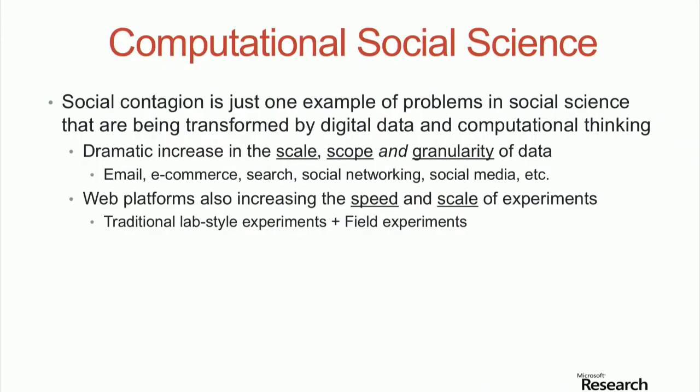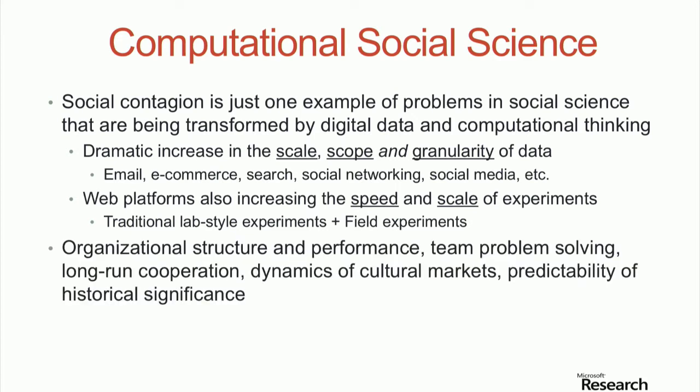And in the course of being digitized, a lot of ordinary social and economic interactions that used to happen in an analog environment are now generating digital data. So every time we communicate with each other, every time we buy something, every time we label something online, we're generating a signal that could potentially help social scientists with the kinds of questions that we're asking. And so this is true for contagion, it's true for lots of other things as well.